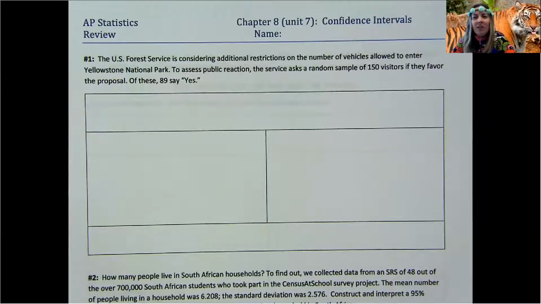Why not restrictions on the number of tigers, right? We shouldn't have so many captive tigers.